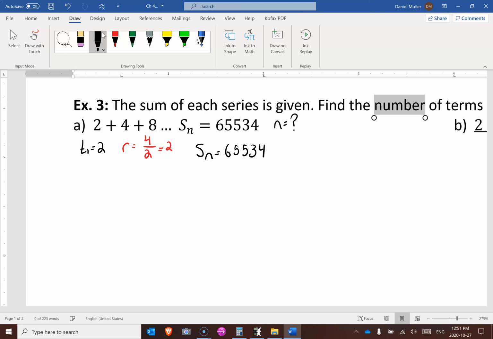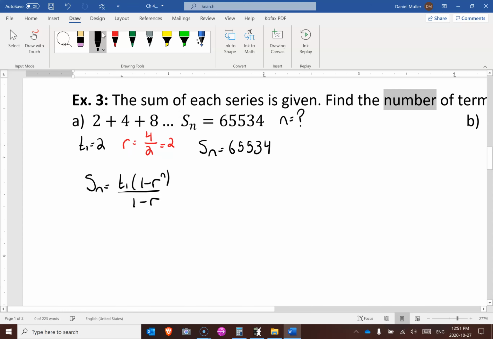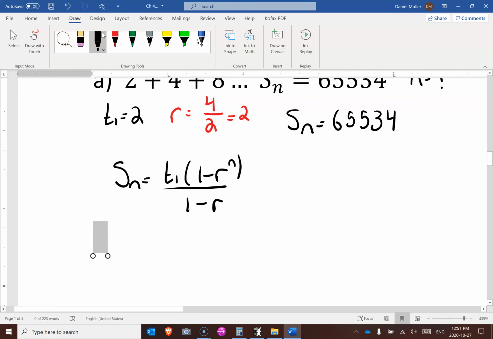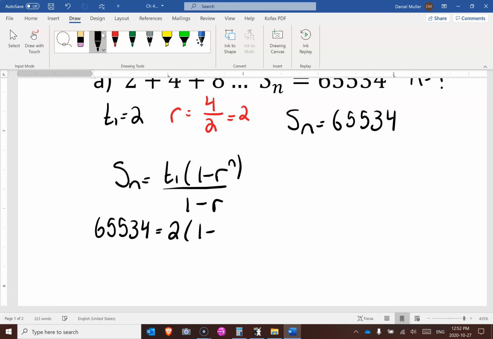65534. So if I use the formula, Sn equals T1, 1 minus r to the n, all over 1 minus r, I can fill this in and I can solve for the missing or the unknown term. So 65534 equals T1, which is 2, 1 minus r, which is 2 to the n, and then all over 1 minus r.